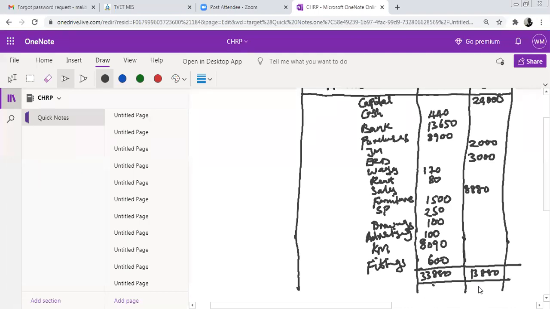I want to give you some assignments to do on your past papers. It is December 2017. You have written 13,880 on the other side. It is 33, sorry, 33,880. December 2017.